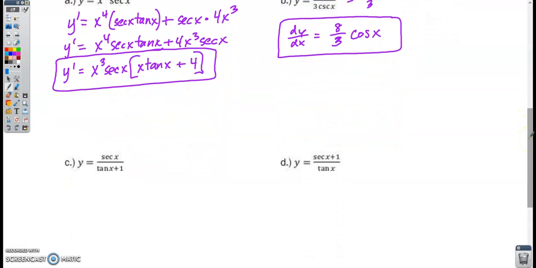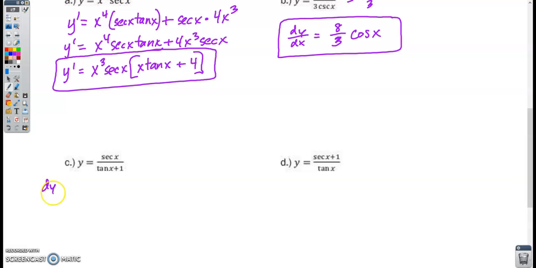All right, y equals secant of x over the tangent of x plus 1. I'm going to warn you, these two problems in C and D look very similar to one another. Secant of x over tangent of x plus 1 versus secant of x plus 1 over tangent of x. In one of these, it's going to be better for us to try and simplify it, and in the other one, it's not. The one where tangent of x is in the denominator is the one that's going to be better, because anytime you have a single term in the denominator, it's going to be easier to simplify versus having multiple terms in the denominator.